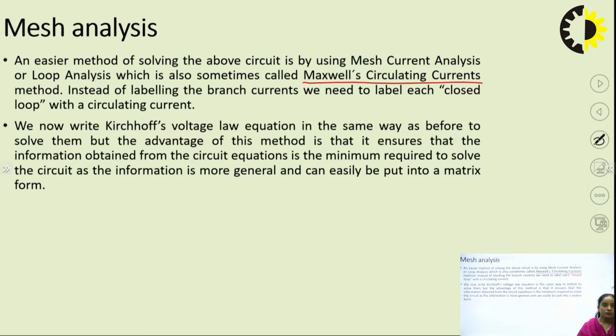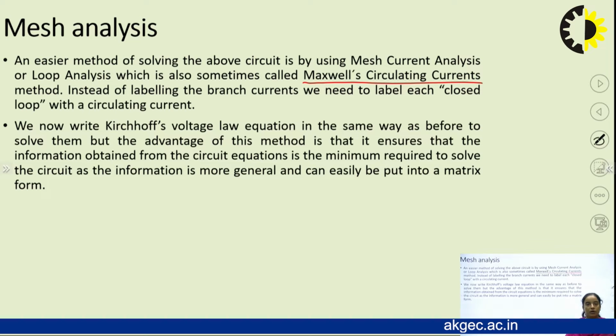How does it make things easier? The advantage of this method is that it ensures that the information obtained from the circuit equations is the maximum required to solve the circuit, and it is more general and can be easily put into matrix form. In this method also we are applying KVL. Instead of writing branch current, we are writing mesh current, and then we apply the same KVL.